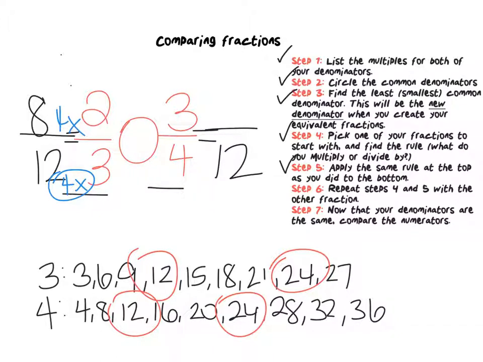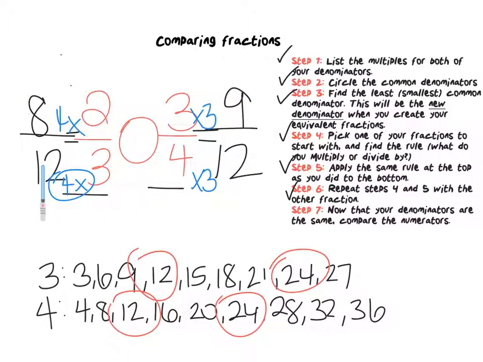So I've done step 4, I've done step 5 because I applied the same rule at the top as I did to the bottom. Now step 6 tells me I'm going to repeat those 2 steps with my other fraction. So now I'm going to look at 3/4 and I need to figure out what got multiplied by 4 to give me 12. I know that 4 times 3 is 12, so that's going to be my rule. And same thing, whatever we do at the bottom, we're also going to do at the top. So I'm going to put times 3 up here as well, and my new numerator will be 9/12. So now I have 8/12 over here and 9/12 over here.